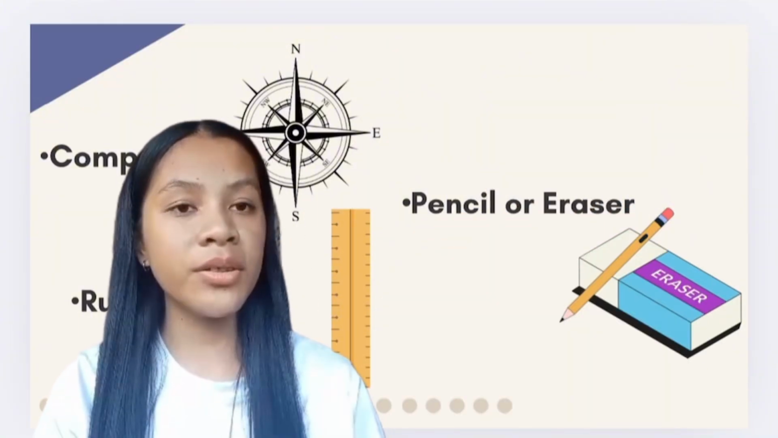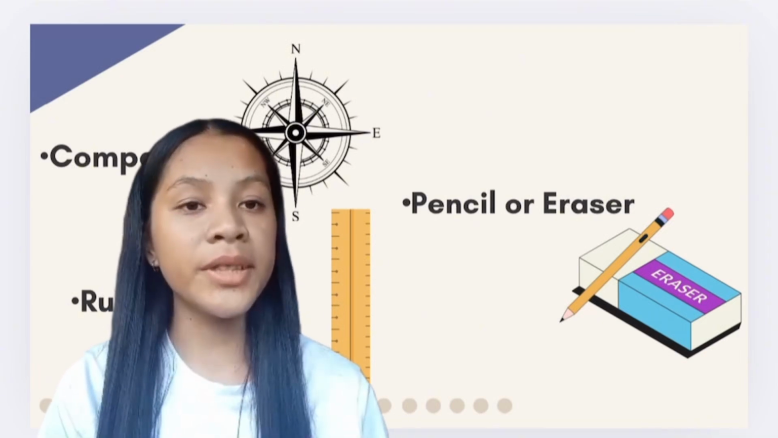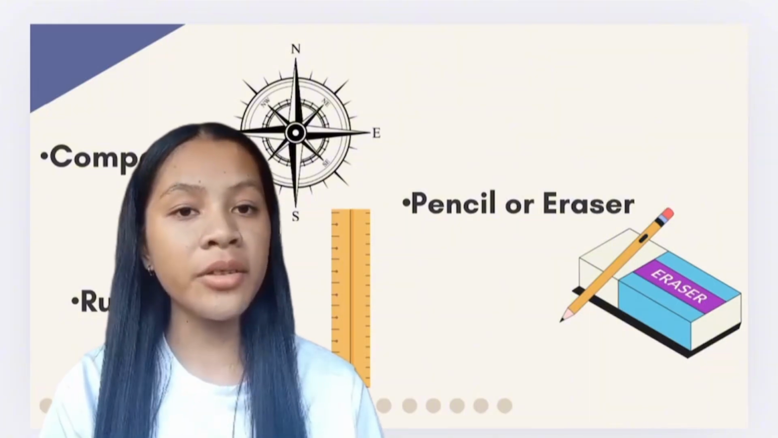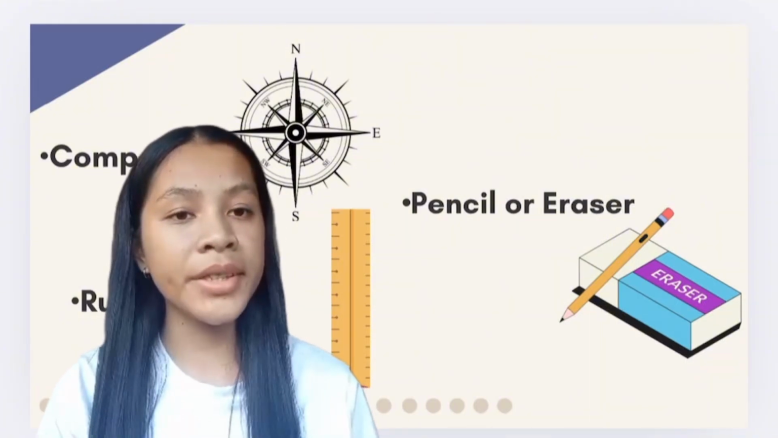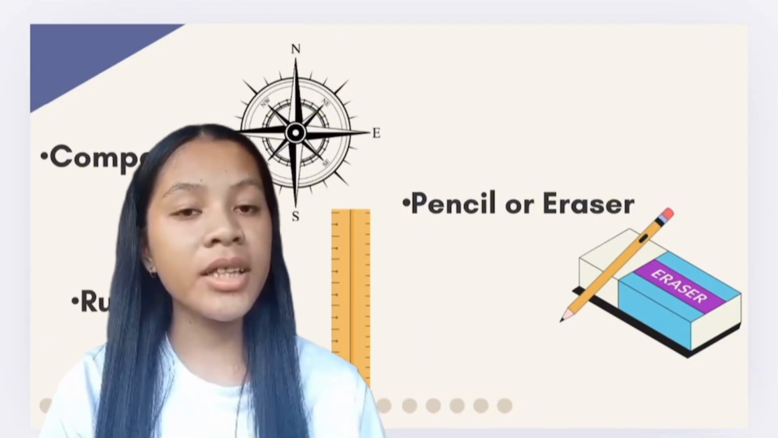Another type of basic tools used in technical drawing are pencils and erasers. Pencils are used to draw precise, clean, and accurate lines in technical drawing. The pencil is used to draw an outline. It is your guide to draw a light outline, while erasers are used to remove unwanted lines without damaging the paper. The eraser is used to erase mistakes and clean unnecessary lines.